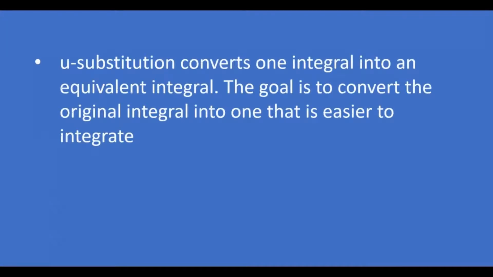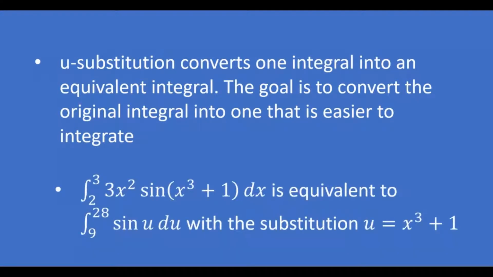Let's summarize what we've learned today. First, u substitution converts one integral into an equivalent integral, and the goal is to convert the original integral into one that's easier to integrate. So, for example, in this integral, 3x squared sine of x cubed plus 1, we chose u equals x cubed plus 1 because that allowed us to convert the integral into just sine u, and we all know the antiderivative of sine u is just negative cosine of u.